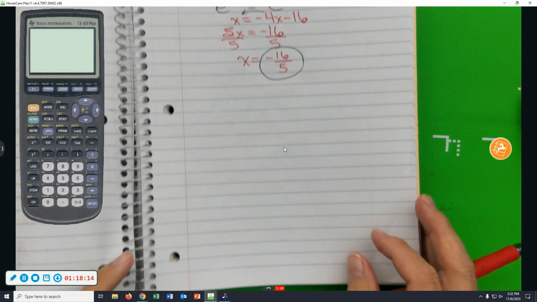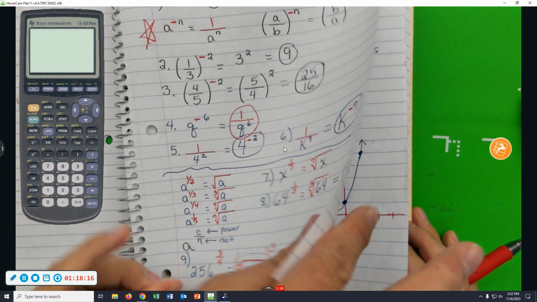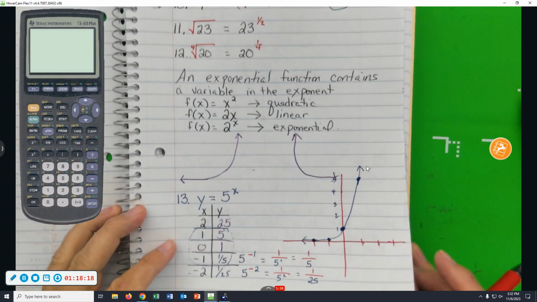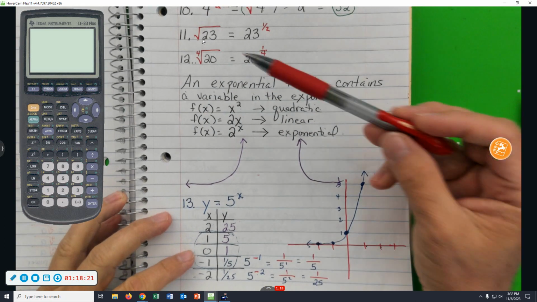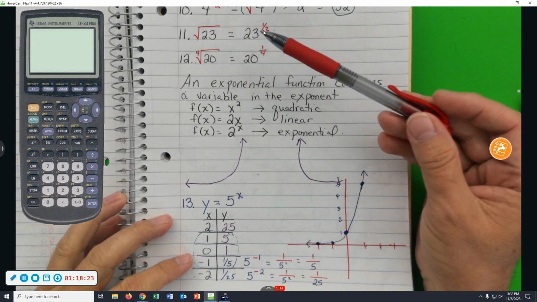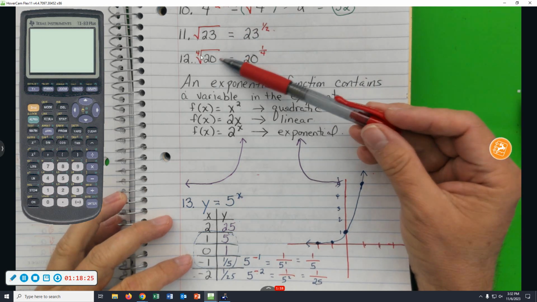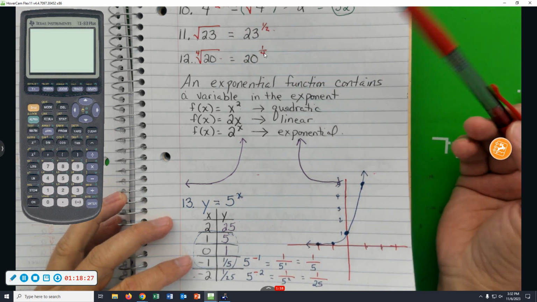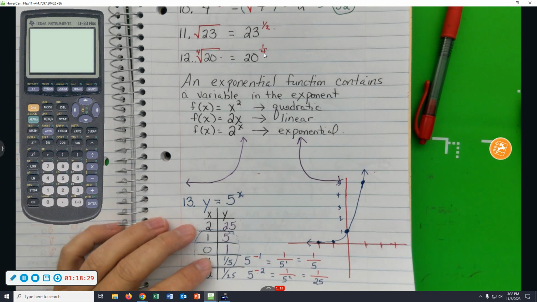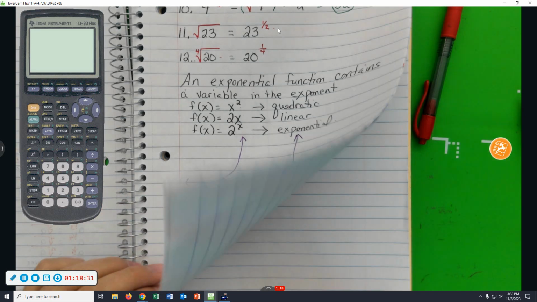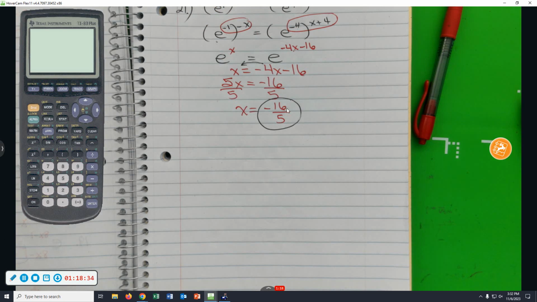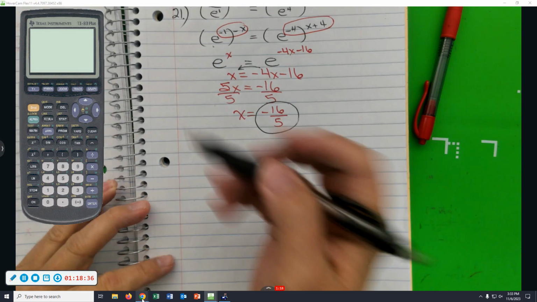A square root you write as a 1/2 exponent. A fourth root you would write as a 1 over 4 exponent. That's what we're going to have to do on these last two problems, 11 and 12. Okay, I didn't write the problem down, Tony.